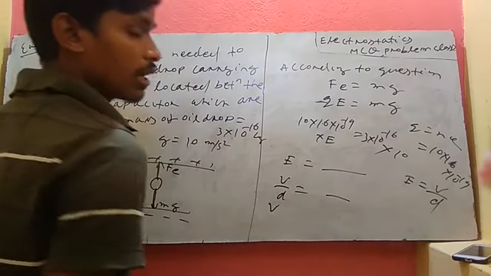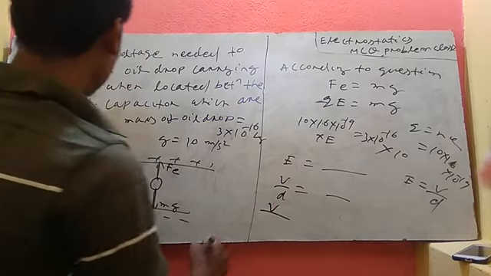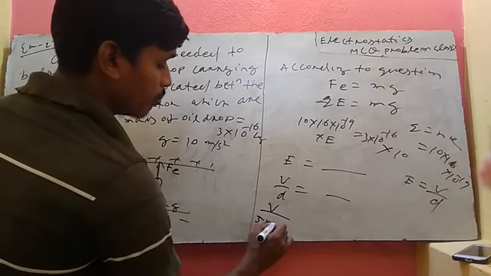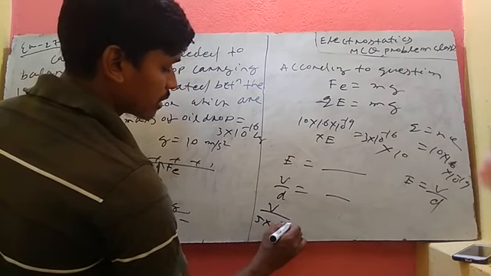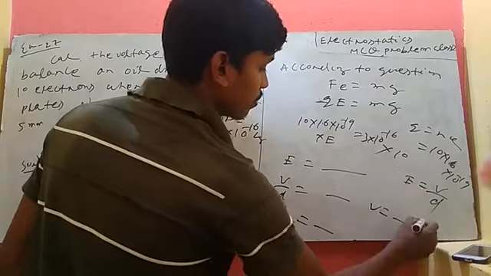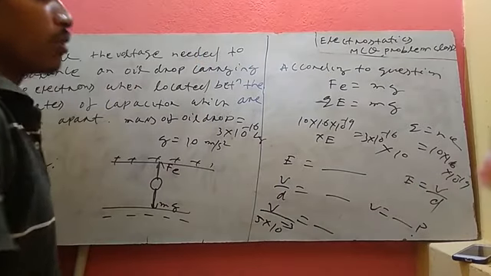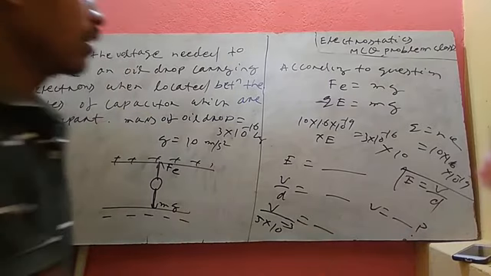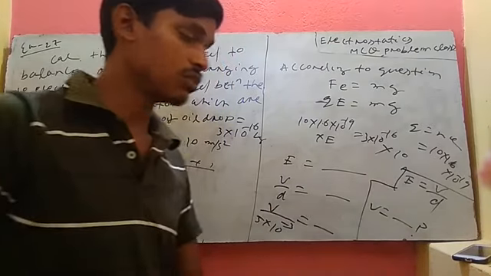V you can find out, and d is what? d is 5 mm. 5 mm converted to meter is 5 into 10 to the power minus 3. V is equal to 5. Yes or no? So this question is already discussed. Yes or no? The next question.